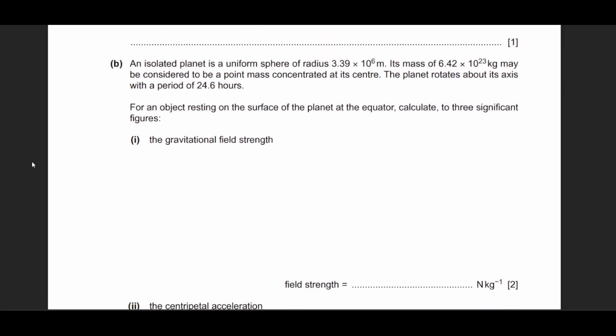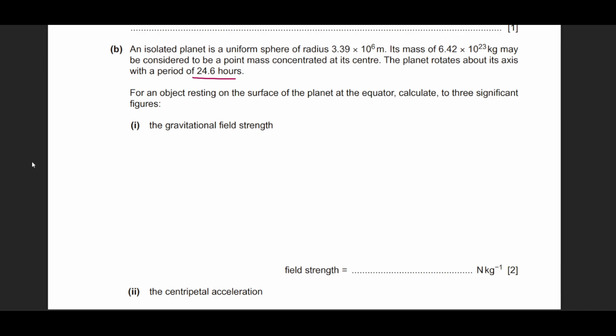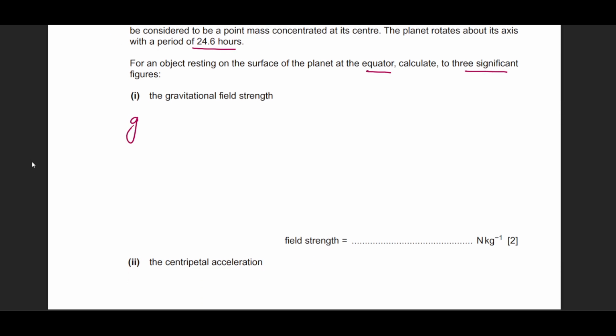An isolated planet in uniform sphere, radius this, mass this, may be considered to be a point mass, rotating at a period of 24.6 hours. At the equator, calculate the field strength up to 3 significant figures. So the formula is very simple. The formula is g equals GM over r square.